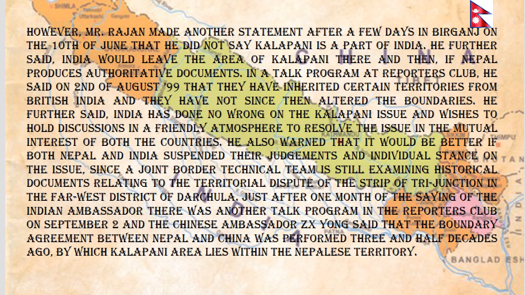Just one month after the Indian ambassador's statement, there was another talk program at the Reporters Club on September 2, where the Chinese ambassador Zhang Xiaoyang said that the boundary agreement between Nepal and China was made 3.5 decades ago, by which the Kalapani area lies within Nepalese territory.